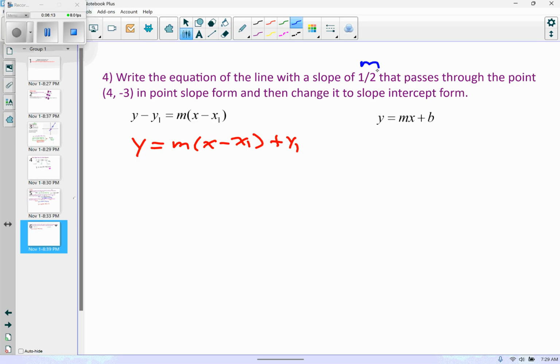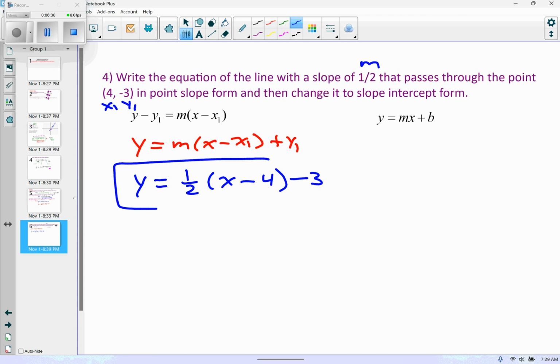So I have a slope of 1/2, and this is my x1, and this is my y1. So I'm going to get y equals 1/2 x. There's a minus there. It's a positive 4, but the minus takes priority, and then a minus 3. So this is the equation we stopped with.